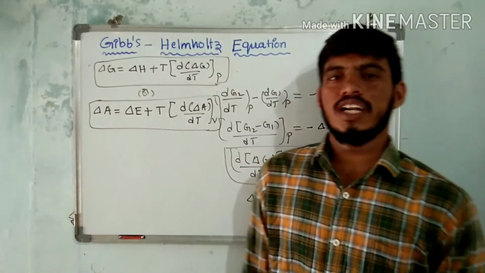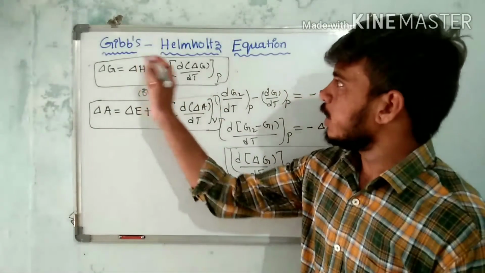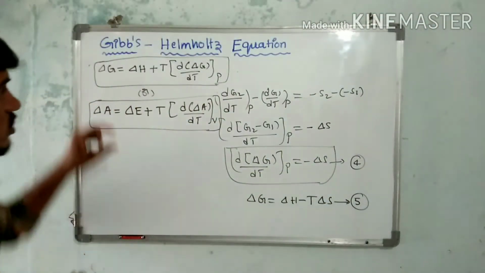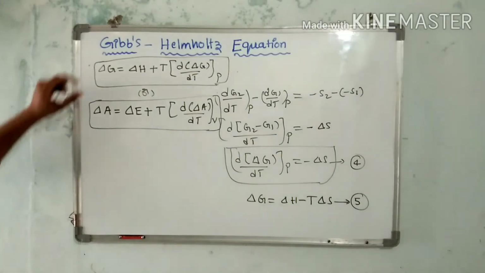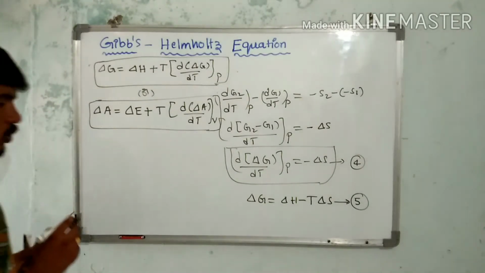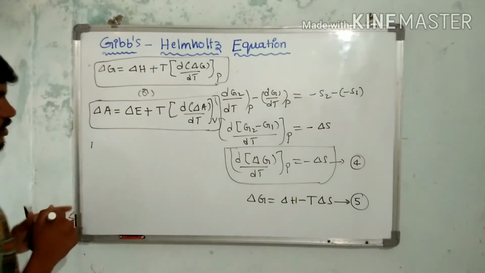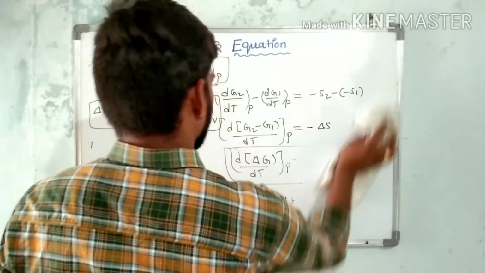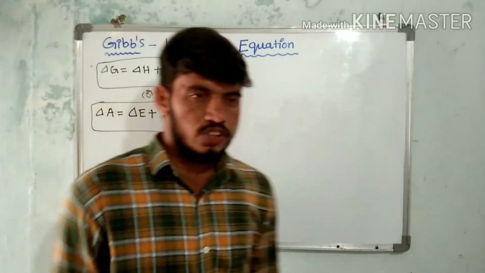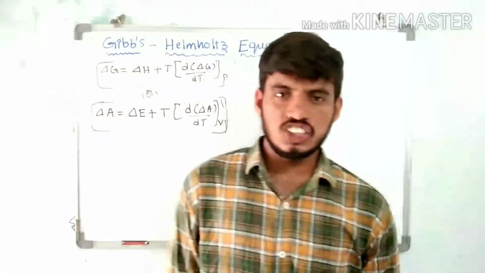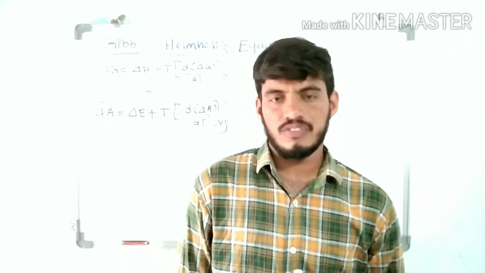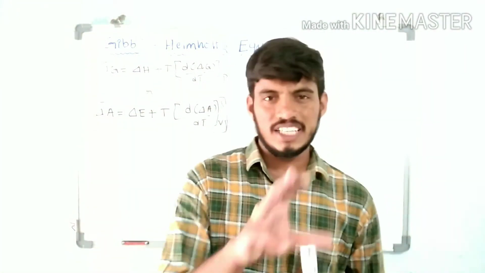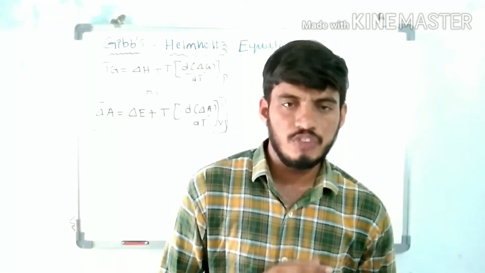Now one of the important applications of the Gibbs-Helmholtz equation arises in the electrochemical cell. This equation is used for the calculation of the EMF of a galvanic cell. One of the important applications is the calculation of EMF of a galvanic cell.